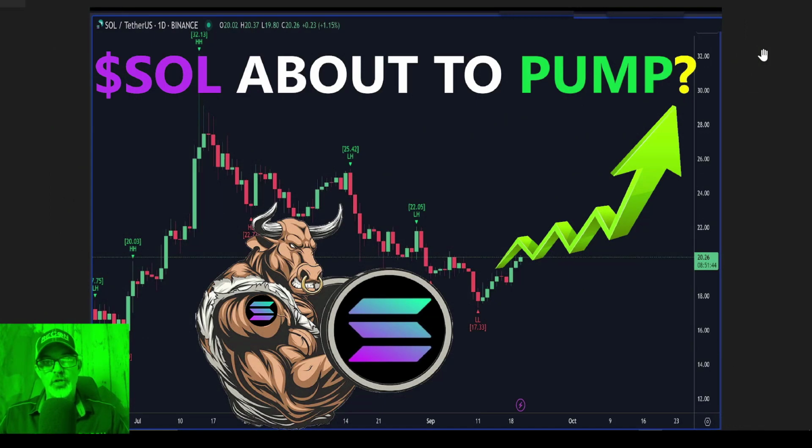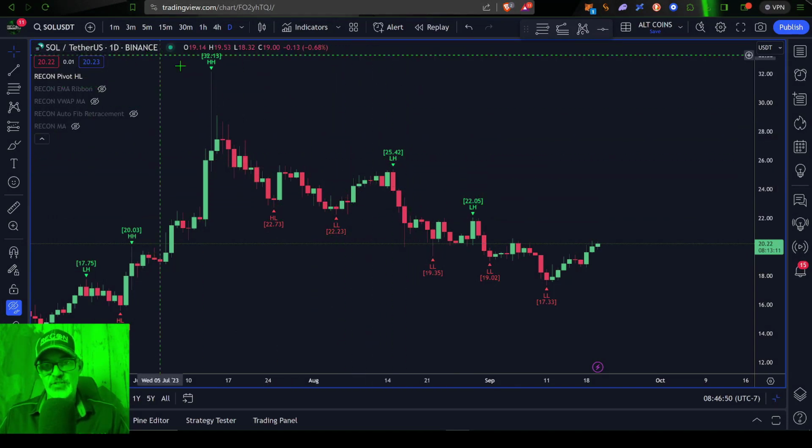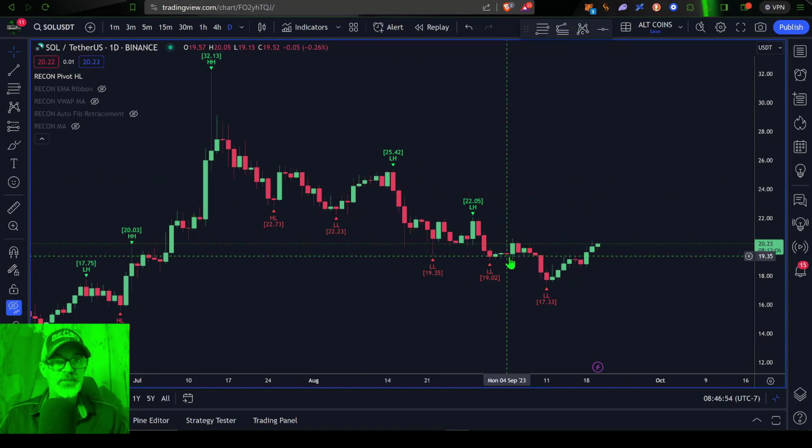In today's video, I will share with you some tactical analysis over on the SOL charts as it looks like it might be getting ready to pump. So with that being said, let's get right into the charts. And we'll be looking at daily candles for SOL USDT on the Binance exchange. So each one of these bars represents a day of price action.